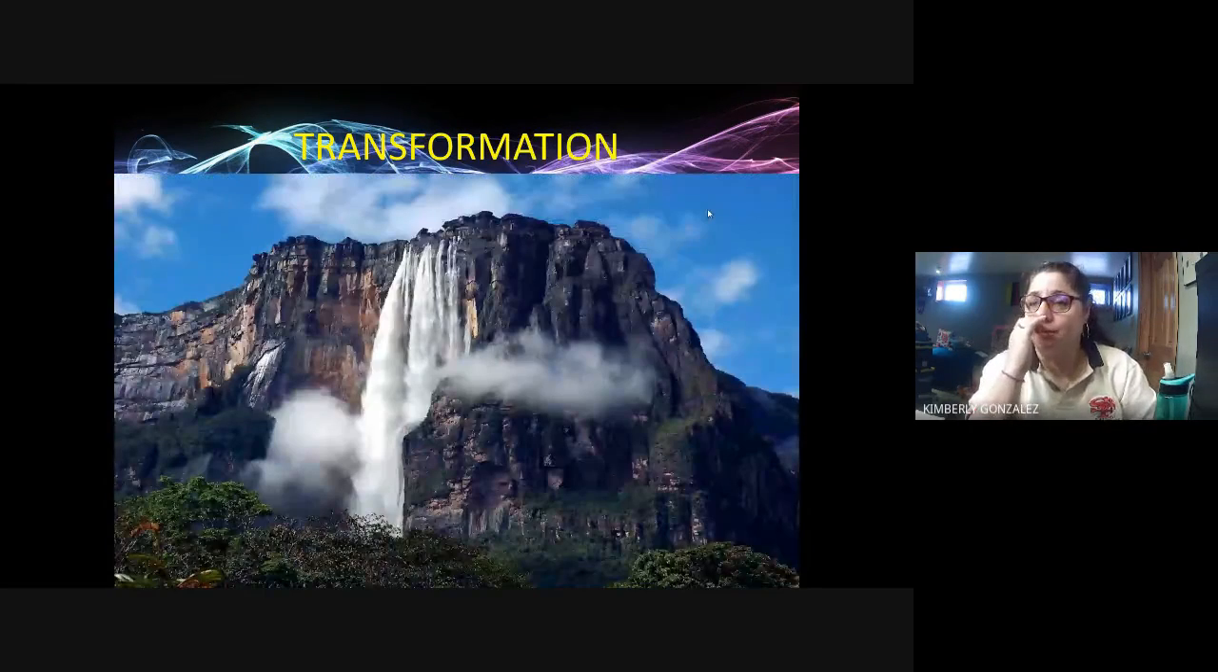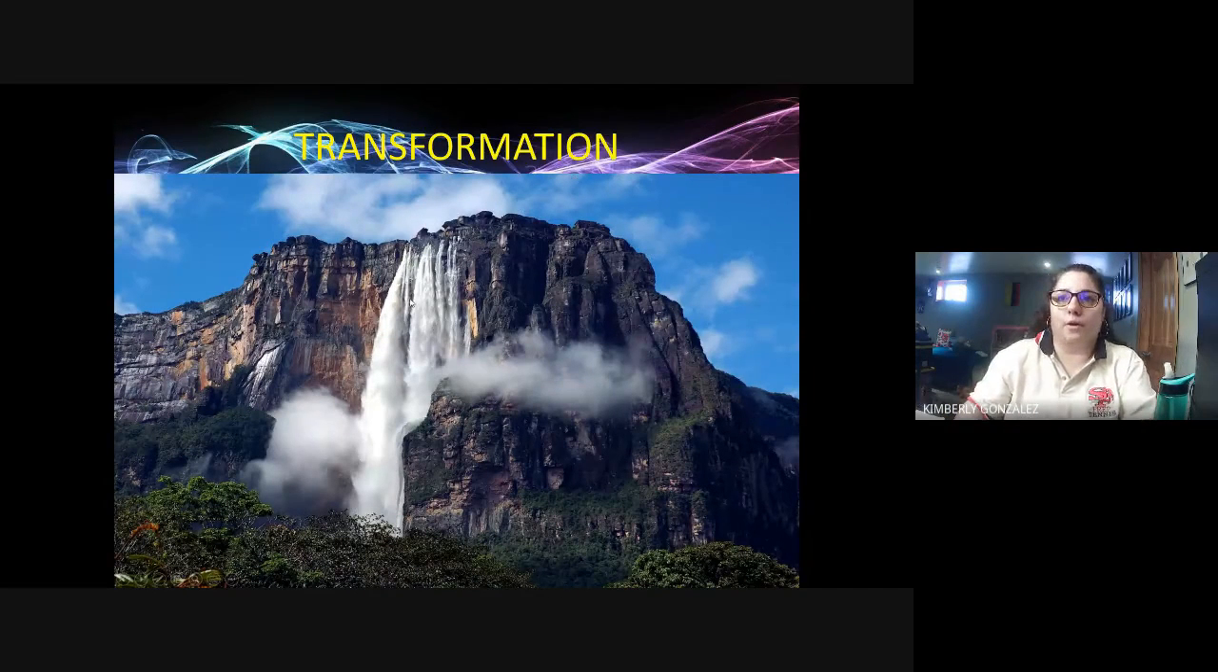We have transformation. Transformation is a good way of saying going from one type to the other, okay? In the case of the waterfall here, you see how the water molecules look like they're pretty much in a straight line, and then all of a sudden they start to get more misty until it's all pretty much a mist, okay? That's transforming from one type of energy to another, so from potential to kinetic. So it can transform.